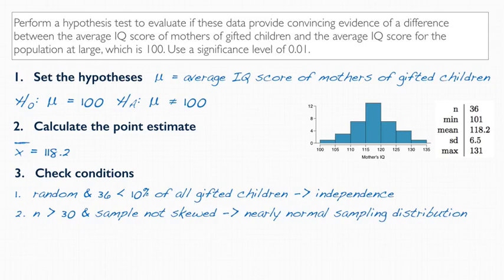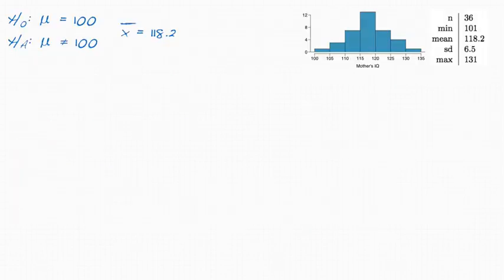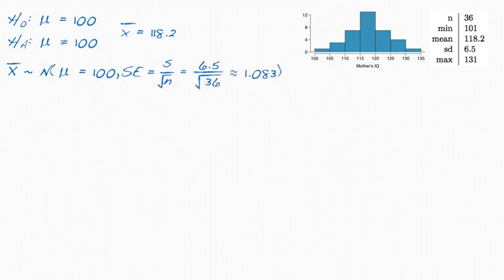The other condition is about the sample size and skew. We know that the sample size is greater than 30, and looking at the histogram, the sample is not skewed. Therefore, we can expect to see a nearly normal sampling distribution of the sample mean. Then, x bar, our sample mean, is distributed nearly normally, with mean equal to 100, the null value, and standard error equal to s over square root of n. S happens to be 6.5 here, divided by square root of 36. We get a standard error of 1.083.